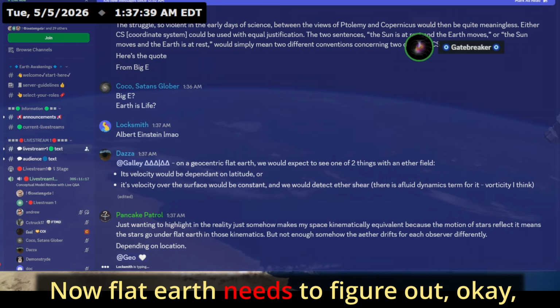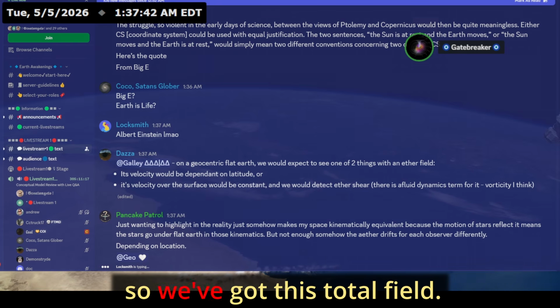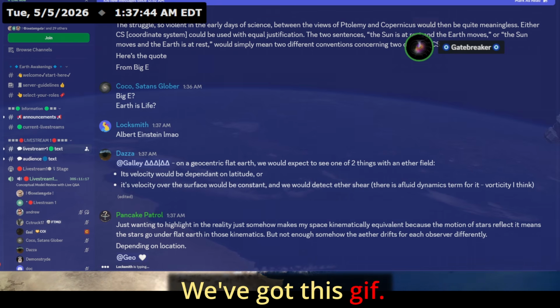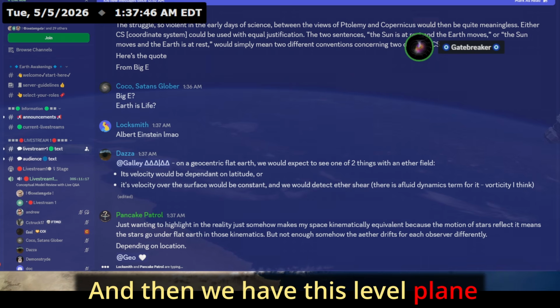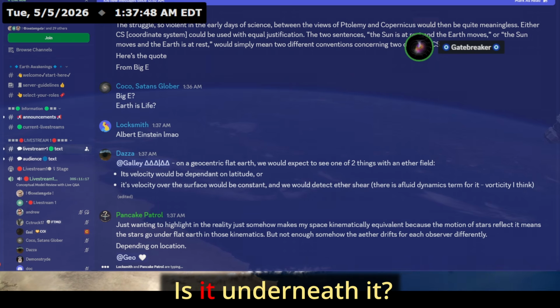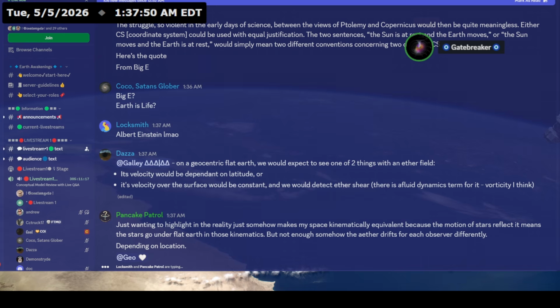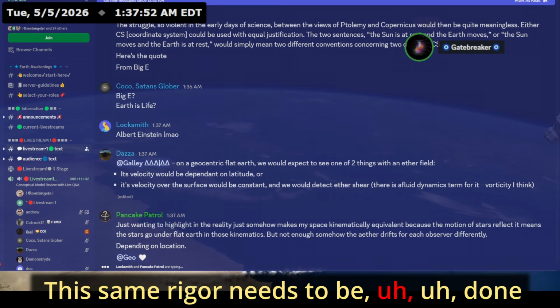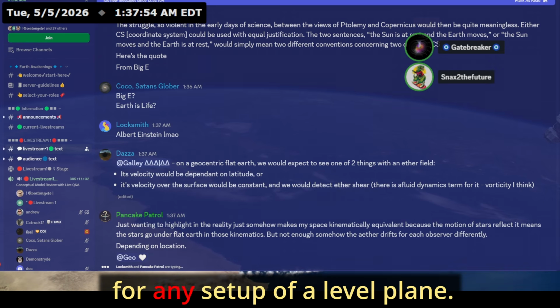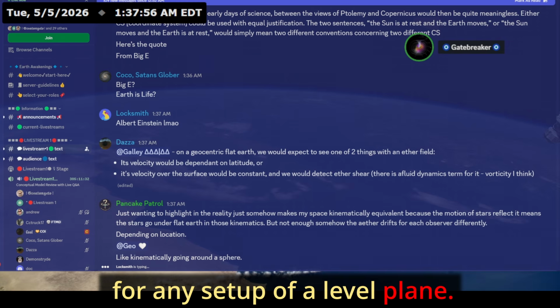Now, flat Earth needs to figure out, okay, so we've got this toroidal field, we've got this GIF, and then we have this level plane underneath it somewhere. Is it underneath it? Is it in the middle? This same rigor needs to be done for the setup of a level plane. We're not being picky here.